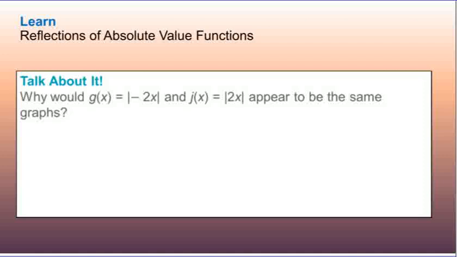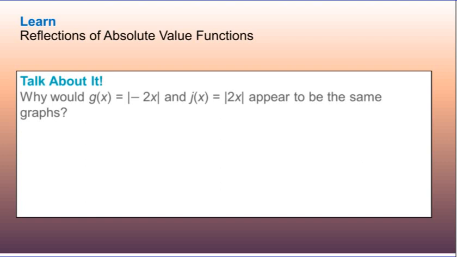So we'll just skip this part here. Actually, let's go back to here. The absolute value of -2x and the absolute value of 2x appear to be the same. Why would they? Because whatever your y values are, it's always going to be a positive y value because of the absolute value. If you were to graph it, they would look identical.